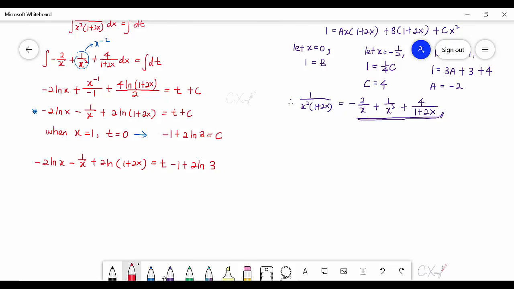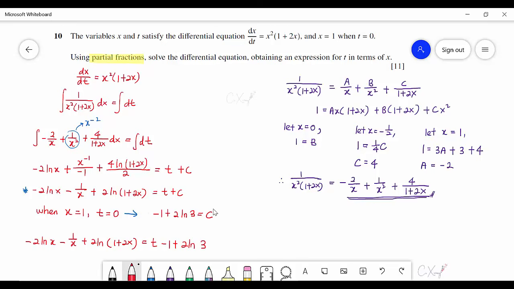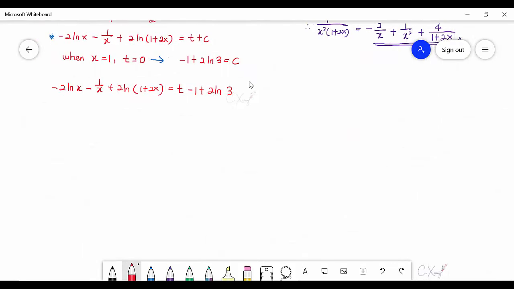Okay, then after that, you want to rephrase everything here because the question requests you to rephrase your answer t in terms of x. So for me, I will prefer to keep the t on the left hand side. I will bring everything over to the right. All right, okay, so t, then if I rewrite my equation again, maybe I can do it like this: -2 ln x minus 1 over x plus 2 ln 1 plus 2x, -1 move it over, become plus, then -2 ln 3.